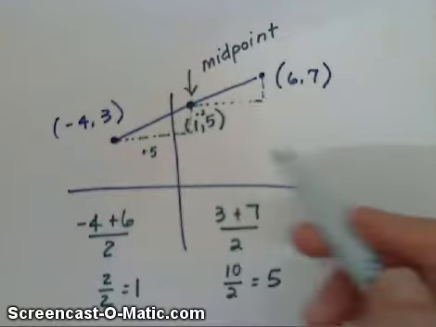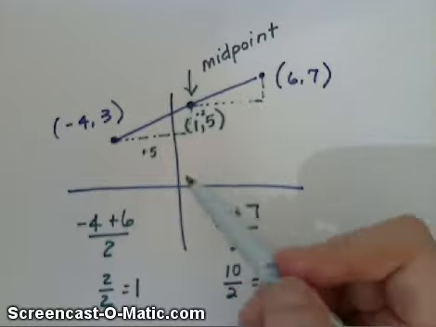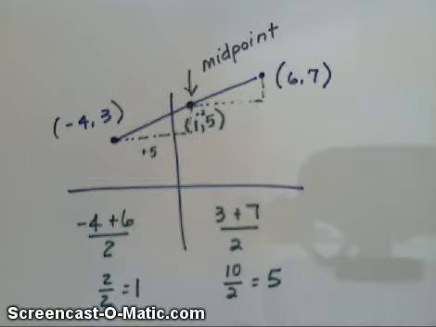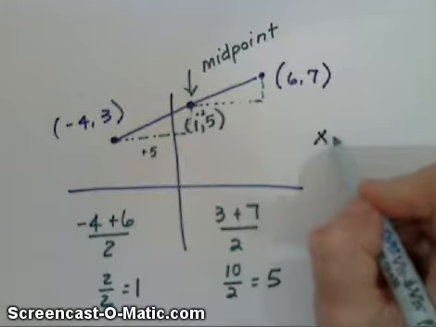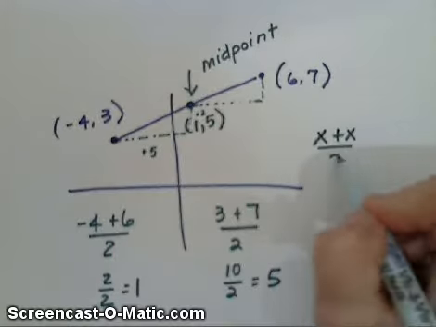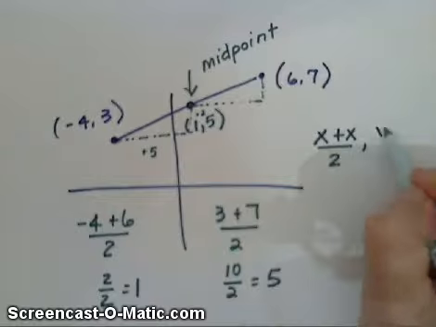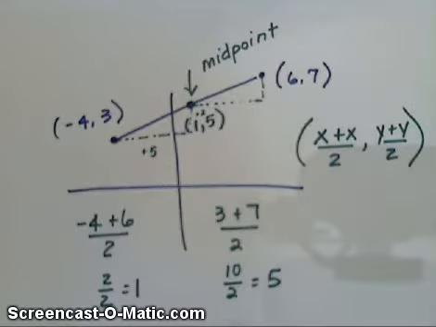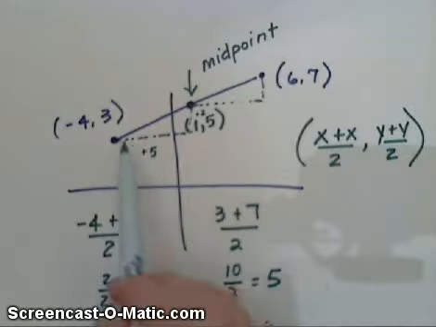Now, sometimes this is a help if you forget the midpoint formula. People forget it all the time. Let me write it for you here. X plus X over 2, any order. Y plus Y over 2. Think of it as averaging, like averaging grades. But if you forget the formula, you can kind of eyeball it.